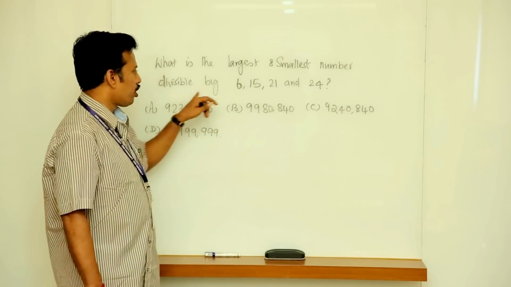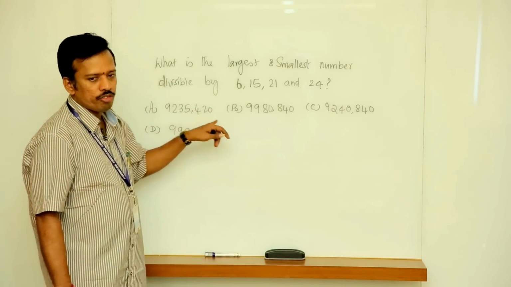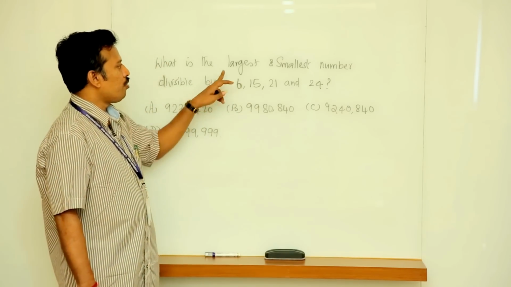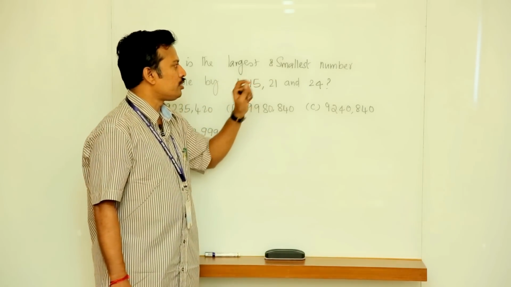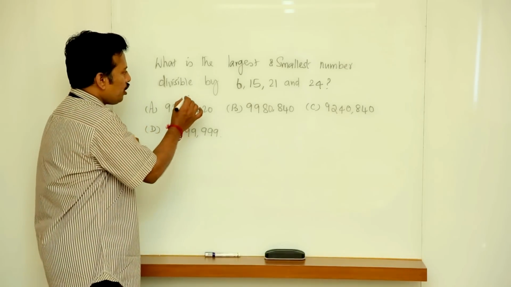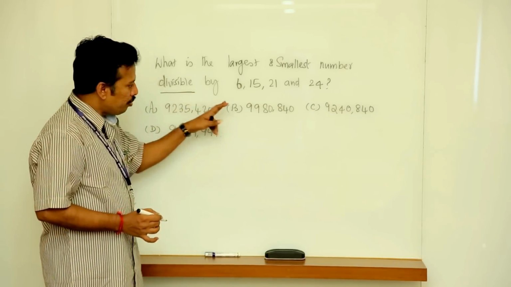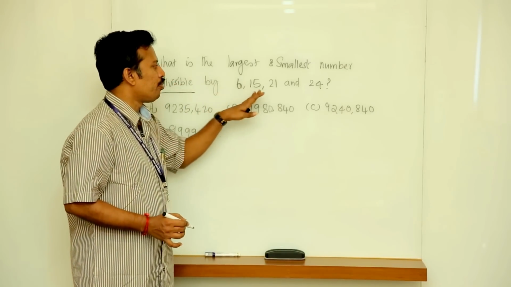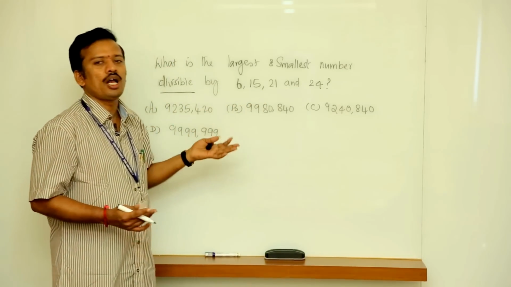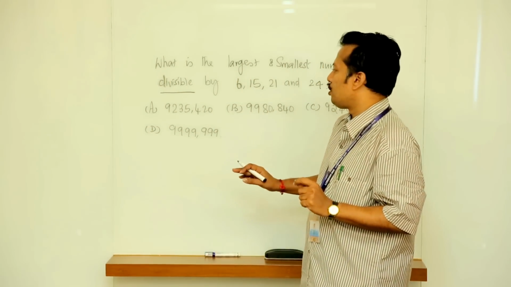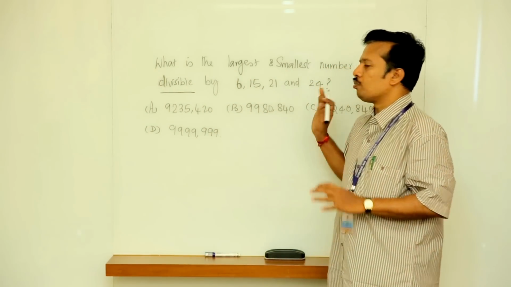So here the four different answer choices are given. Based on that, you need to answer. Even though largest and smallest are given, you can identify another keyword, divisible by. A number divisible by certain given numbers is nothing but simply a multiple. So it is a concept related to least common multiple.